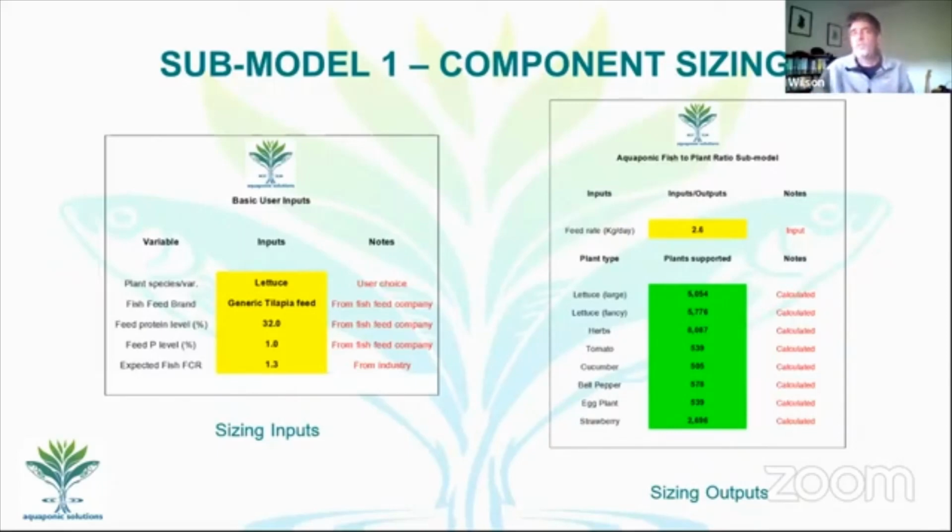Then the model gives you a sizing output, which is on the right. So you input how many kilograms a day of this particular fish feed, feeding it to this fish species, growing this type of plant with an expected feed conversion ratio out of the fish of 1.3. You add 2.6 kilograms. The model spits out all of those different plant types and how many individual plants you can grow. And I chose those plant types because they're common plants in hydroponic culture.